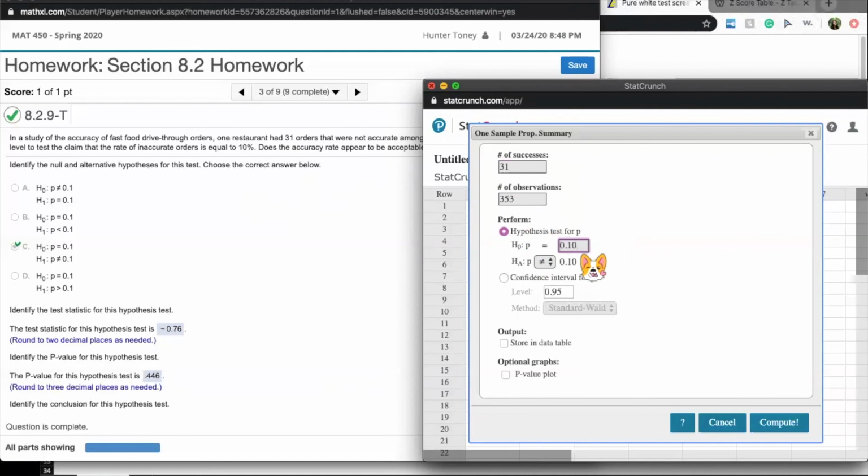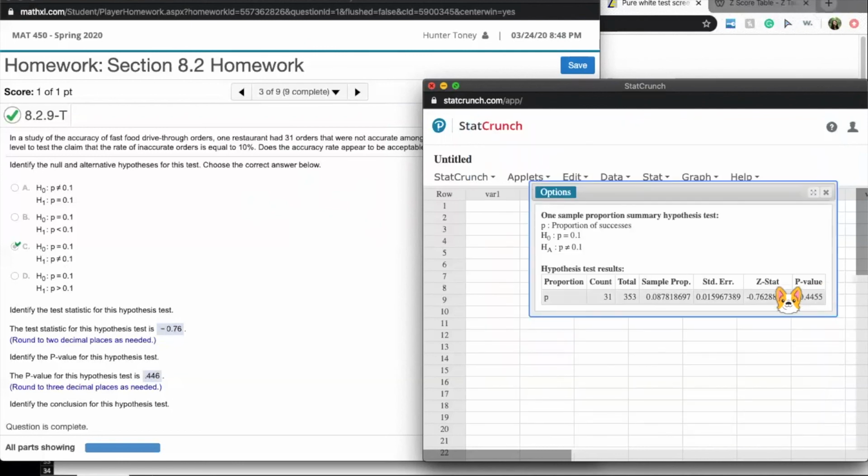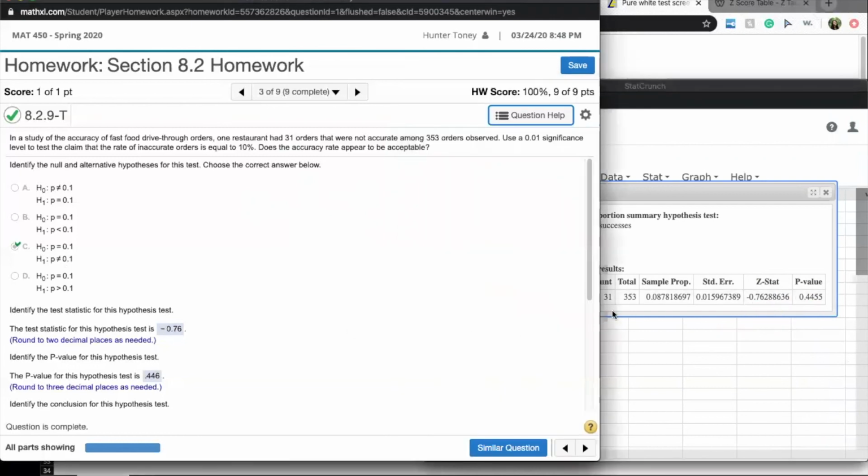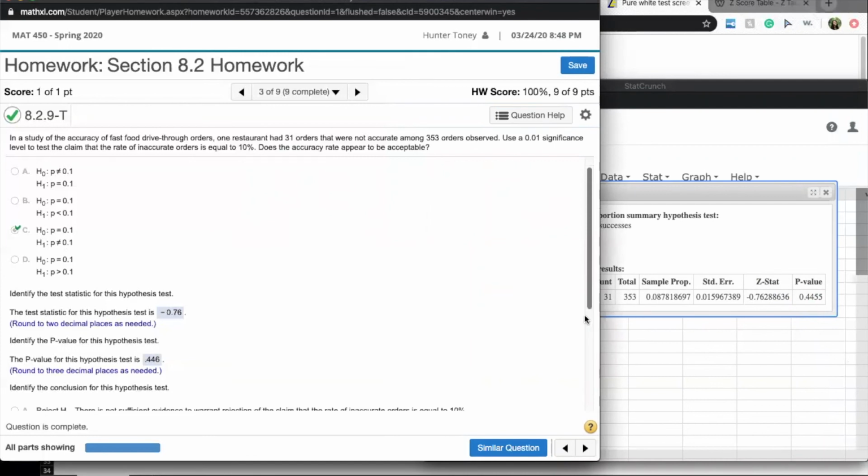So we just want to make sure we have P equals and P does not equal, similarly to our hypotheses here. And then once they all match, we can hit compute, and it will give us our z-score and p-value right here for our problem. So that's the alternative to finding them by hand.